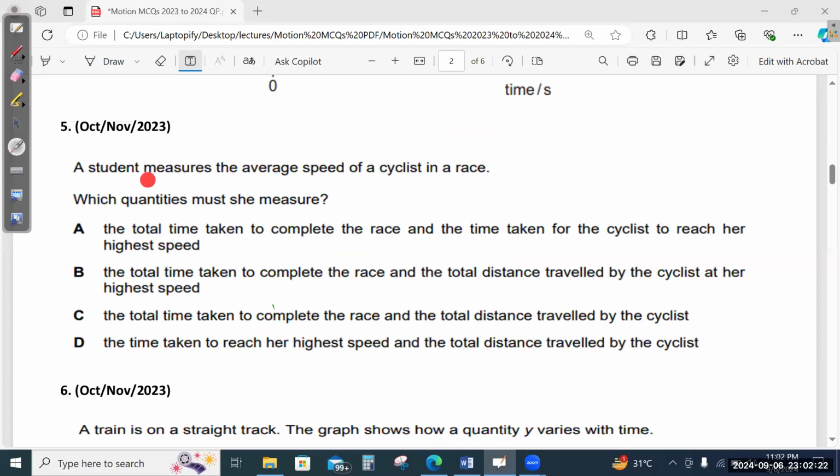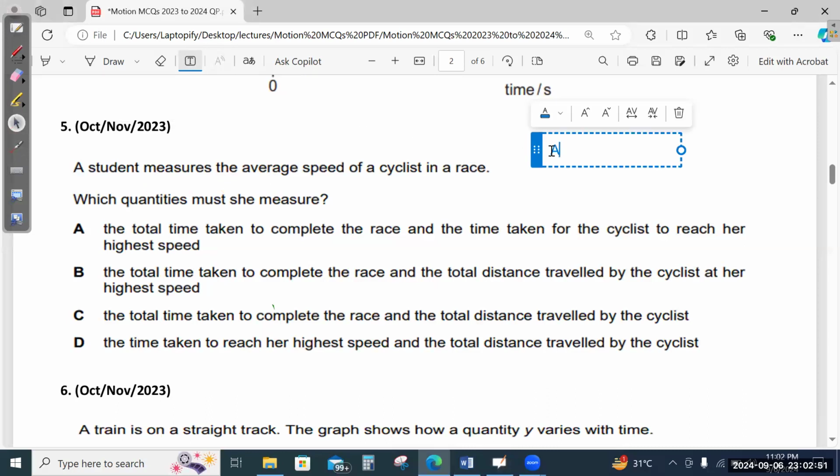Now move towards question number 5. A student measures the average speed of a cyclist in a race. Which quantities must she measure? The student wants to measure the average speed. In lecture number 1, I wrote the formula of how to find the average speed. So in that case, I will write the formula here. Then you can easily understand the option.